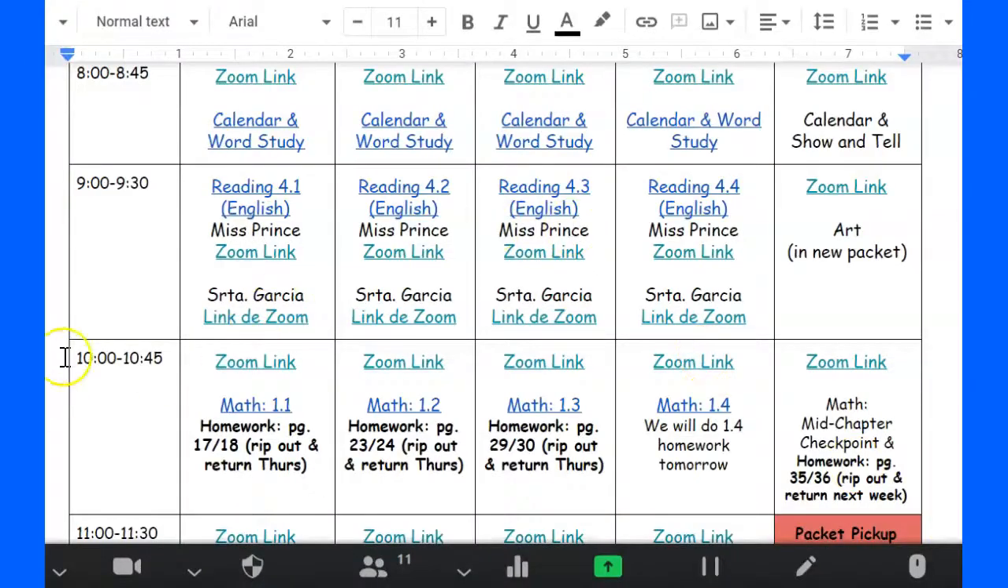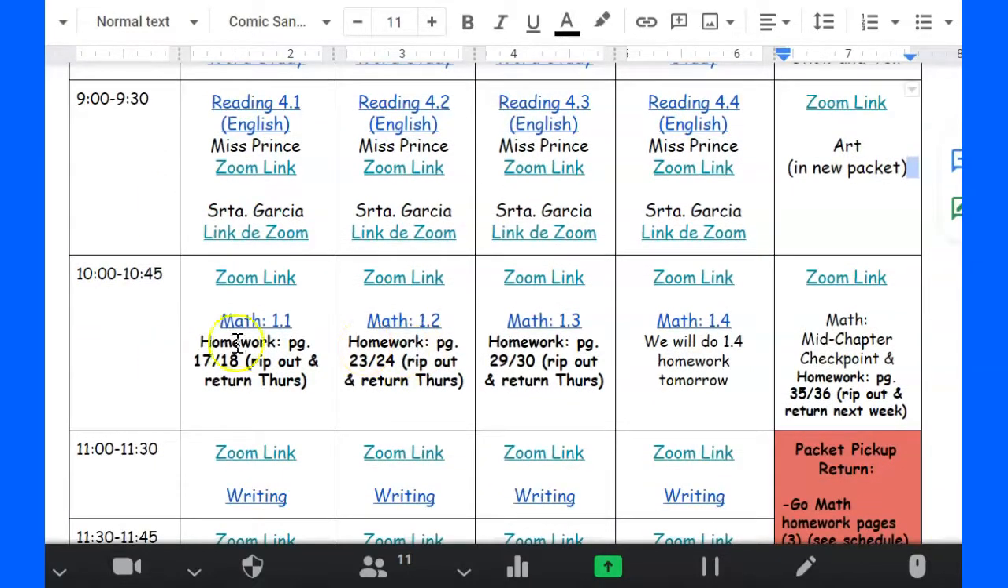If you look right here on my screen, it says for Monday, page 17 and 18, rip out and return Thursday. Page 23, 24, rip out and return Thursday. And 29 and 30, rip out and return Thursday. Didn't have you rip out anything for yesterday. But today we are doing the mid-chapter checkpoint and the homework from yesterday's lesson.